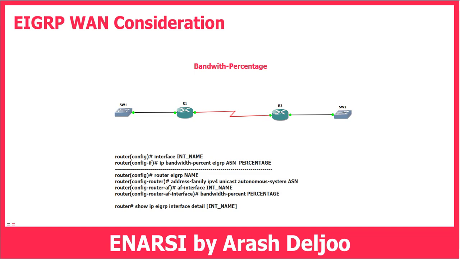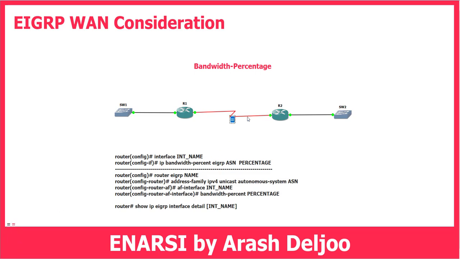This is one of the useful features that we have in EIGRP. First, let me talk about this feature. After that, we can talk about another feature related to WAN considerations. Here we have one simple scenario. Assume that R1 is connected to R2 with one WAN link.